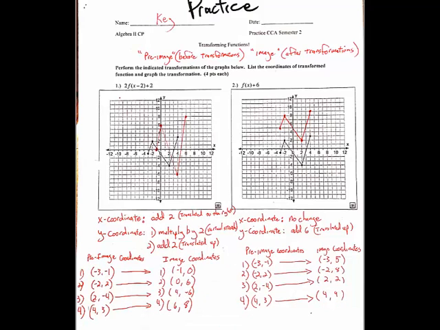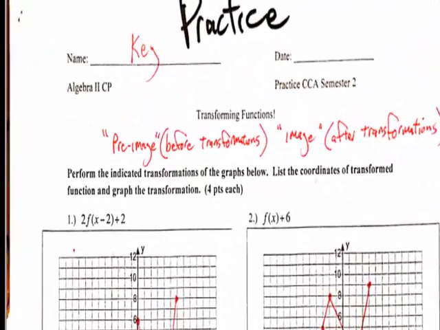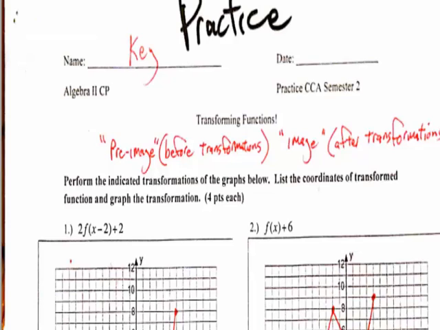I want to go over the practice for the anchor assignment that you'll be doing later on in the class. The first, it says perform the indicated transformations of the graph below. List the coordinates of the transformed function and graph the transformations. I'm going to call what the graph looks like before the transformations the pre-image, and what the graph looks like after the transformations the image.